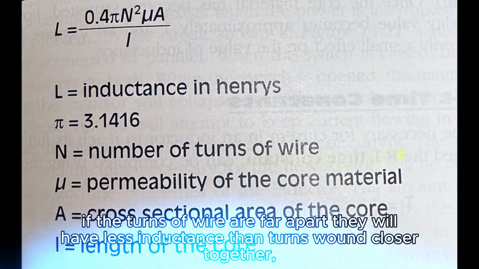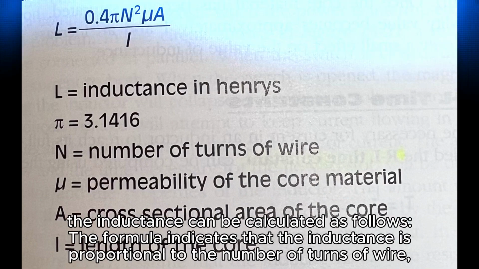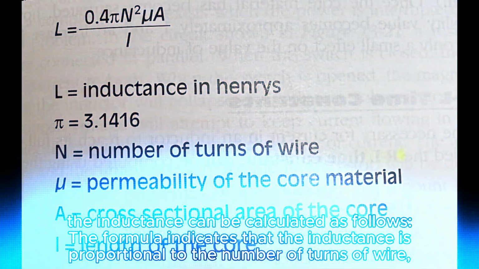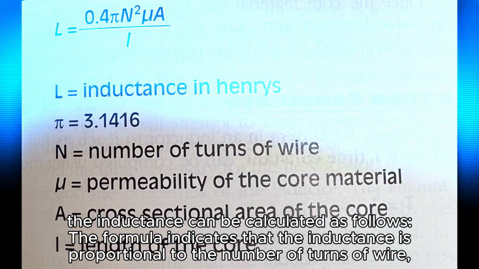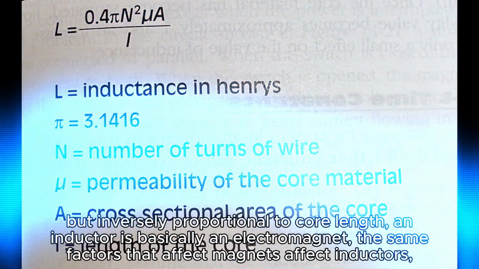If the turns of wire are far apart, they will have less inductance than turns wound closer together. The inductance can be calculated as follows. The formula indicates that the inductance is proportional to the number of turns of wire, the type of core material used, and the cross-sectional area of the core, but inversely proportional to core length.